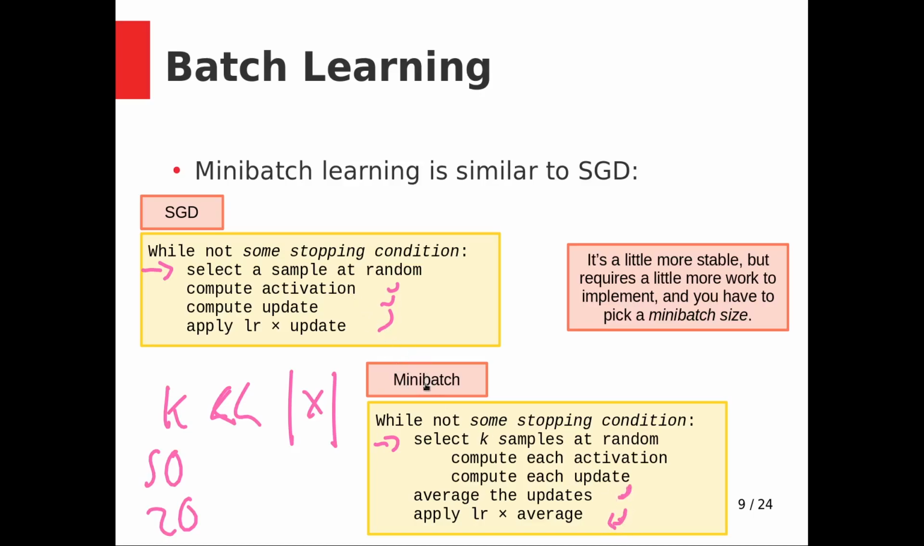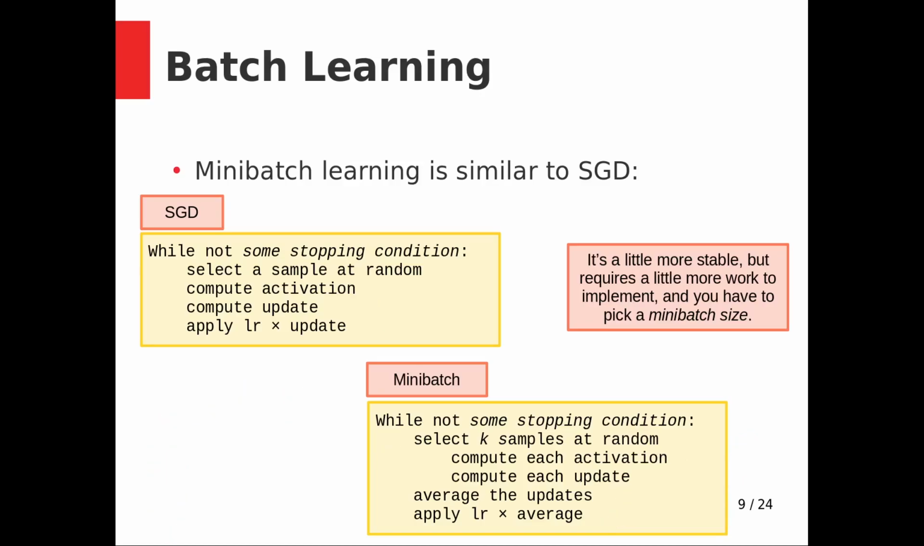This offers a kind of useful compromise between stochastic gradient descent and full batch learning. We get quicker updates, we get a lot of the benefits of SGD, but it's more stable. This is a slightly more stable method than SGD is.